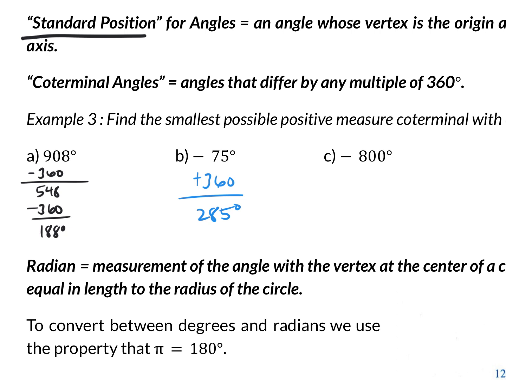Okay, negative 800, again, we're just going to add 360 until we get a positive value. So if I add 360, what do I get?